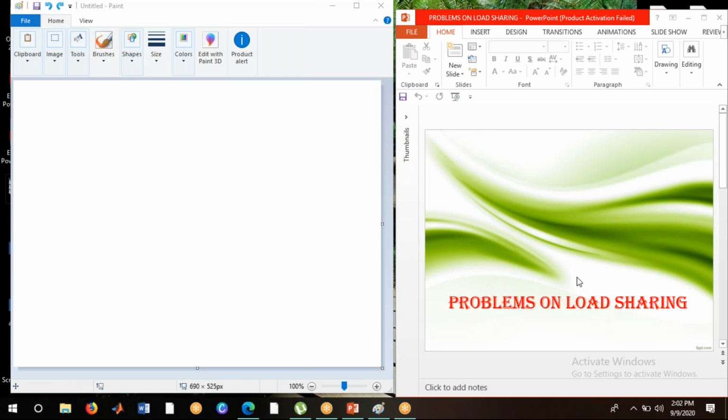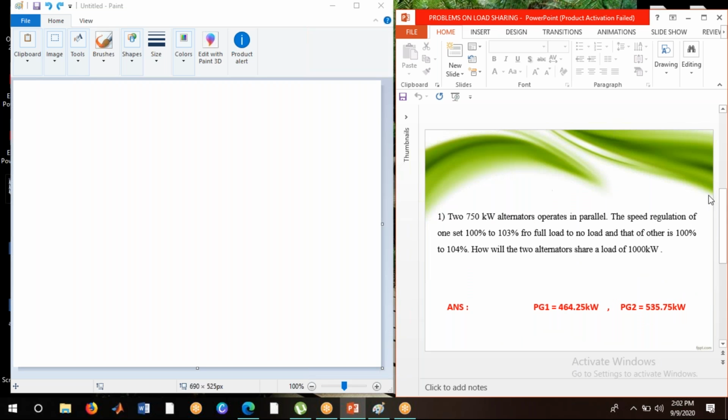So this is today's topic, problems on load sharing. Let me see how we can find the load sharing among the two plants from the given data. Here is the question: two 750 kilowatt alternators operate in parallel. The speed regulation of one set is 100 to 103% from full load to no load, and that of the other is 100 to 104%. How will the two alternators share the load of 1000 kilowatts?